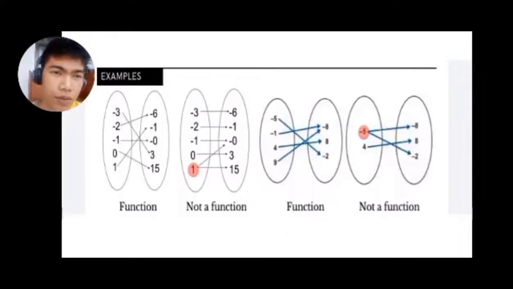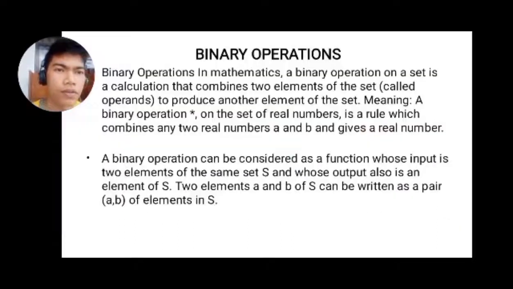So, the examples of function is this one, number 1. And not a function kasi nadoble po yung x values natin, which is yung 1. Tapos ito yung function kasi wala naman pong nadoble na x values. Tapos ito yung pang-apat naman is not a function kasi nadoble yung -5 na x value natin. So, yun po sa relations and functions.